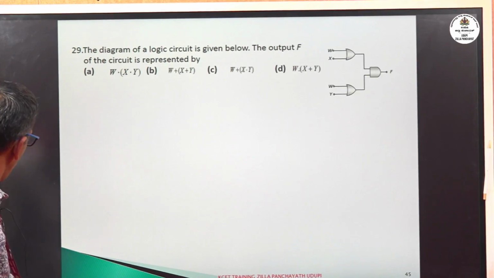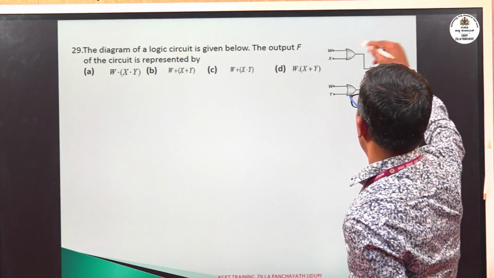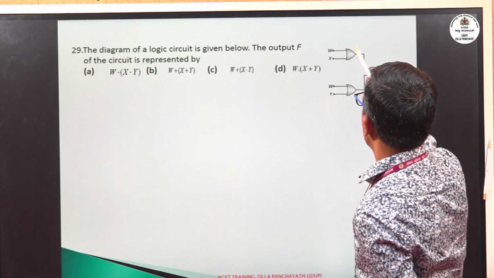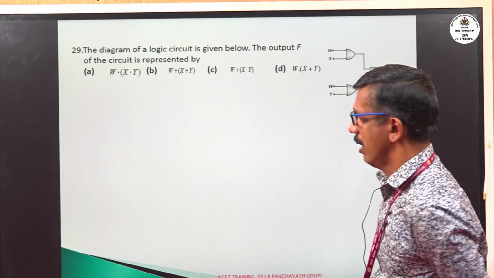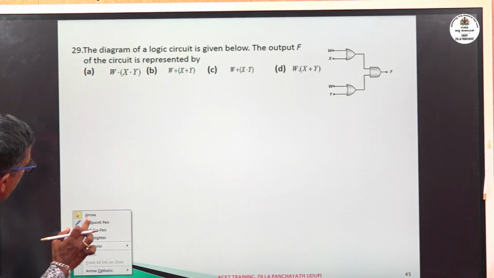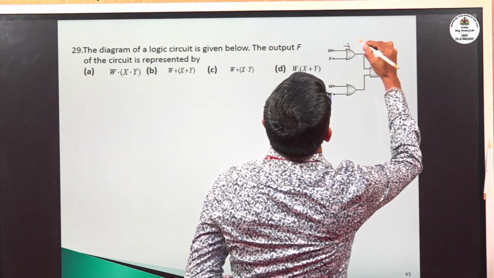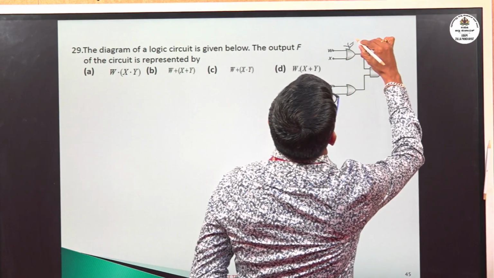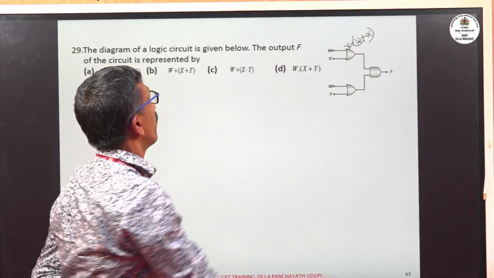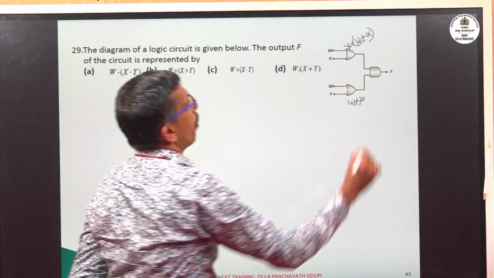See, this question is very important. The diagram of a logic circuit is given below. Just see the circuit diagram. We have the upper one as an OR gate, the lower one as an OR gate. The outputs of both OR gates are given to the AND gate. The output of the first gate is W plus X because it is an OR gate. Now the lower OR gate: the output is W plus Y.